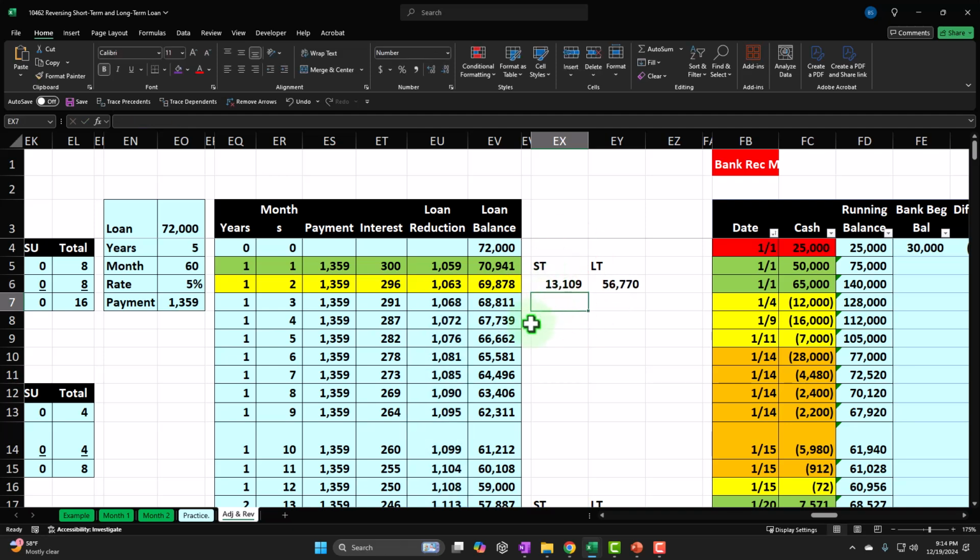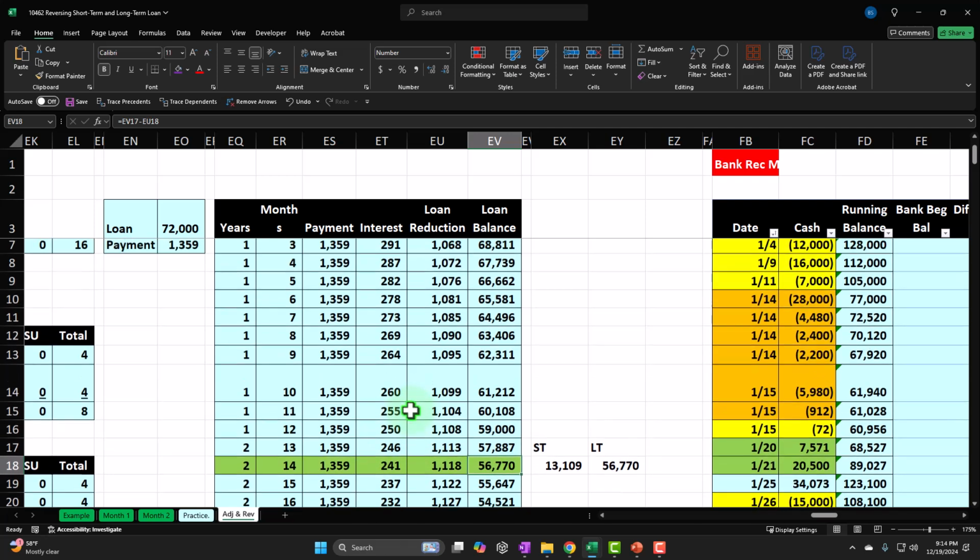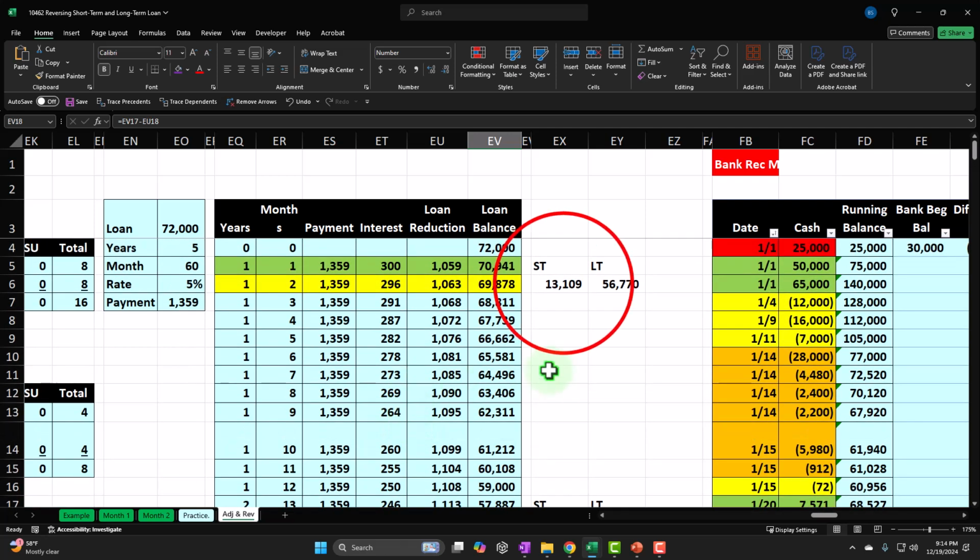So that means that after a year, we're still going to owe $56,770. That then is the long-term portion, the amount that we're still going to have to pay after we've made a year's worth of payments of $1,359, after we take out the interest portion, just looking at the loan reduction amount. So this is the breakout that we needed to make.